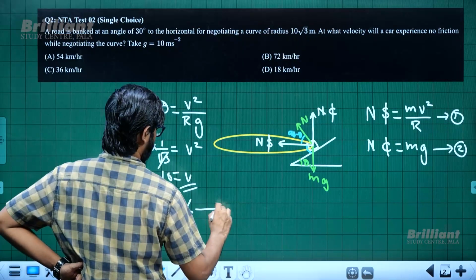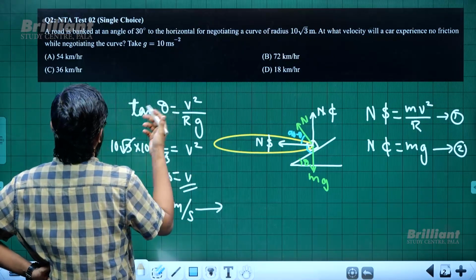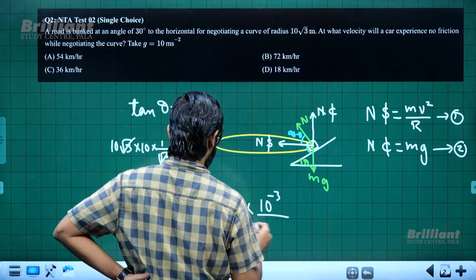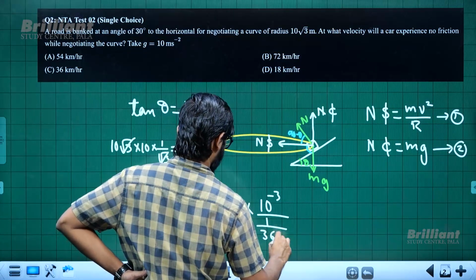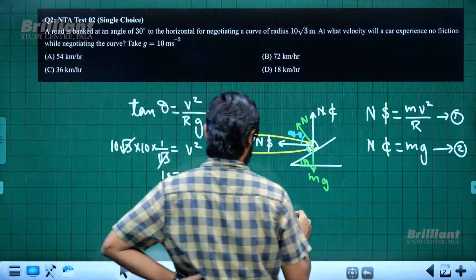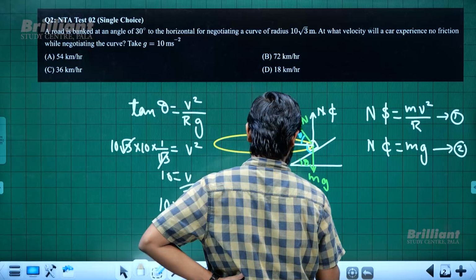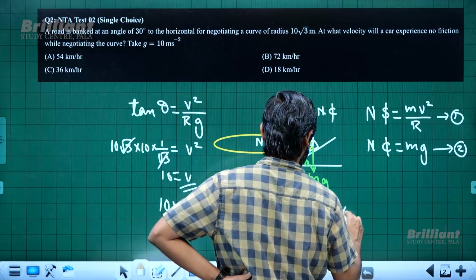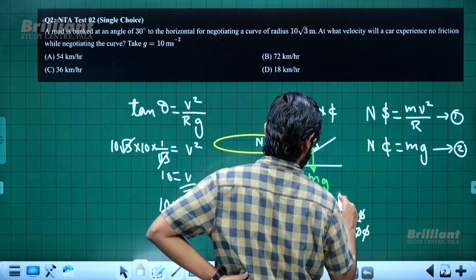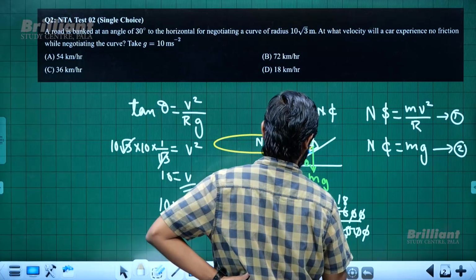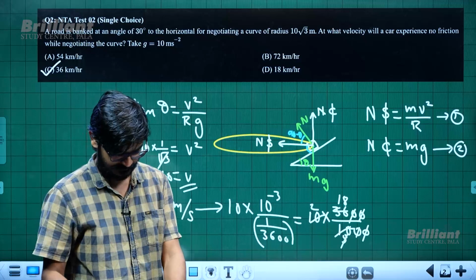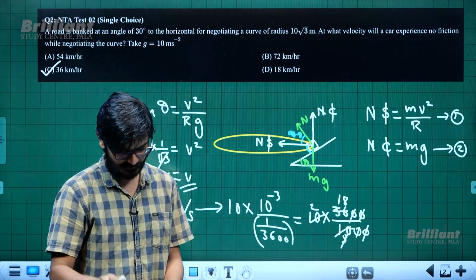10 meters per second, we need to convert it into kilometers per hour. So that is 10 into 10 power minus 3 kilometer by 1 by 3600, right? So which is 18 by 5, 18 into 2, 36, right? Yes. Going to the next question.